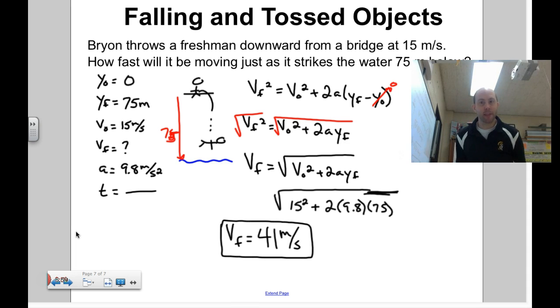And there you go. That's falling objects. Not difficult whatsoever. You just need to remember that when it's falling, even though they don't say what the acceleration is, it says that the object's falling. You must know that when things fall, it's 9.8 meters per second squared. And when things are tossed up in the air, it's negative 9.8 meters per second squared. And that's it.